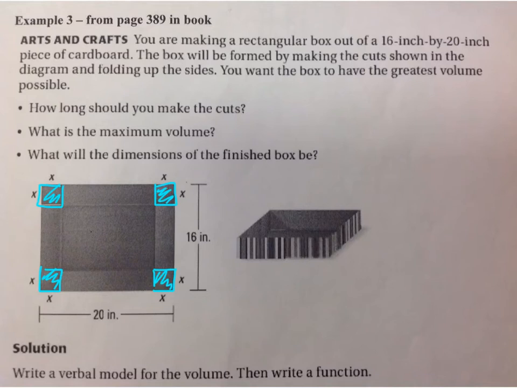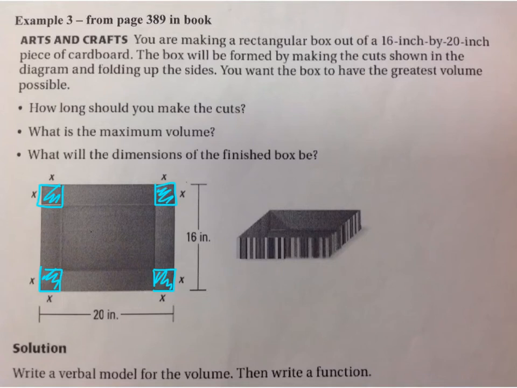And you want it to have the greatest volume possible. Okay, so you have, I don't know, some ping pong balls that you want to put in this box, and you need to fit as many of them in as you possibly can. And the 16-inch by 20-inch piece of cardboard is all you've got. So how long should you make the cuts? What is the maximum volume, and what will the dimensions of the finished box be?